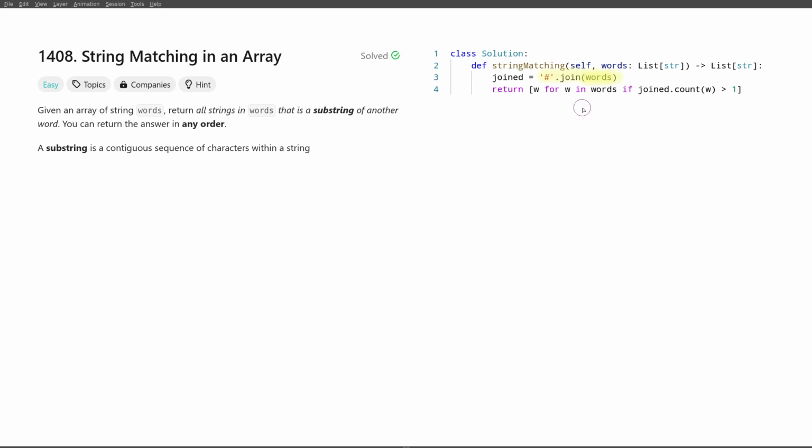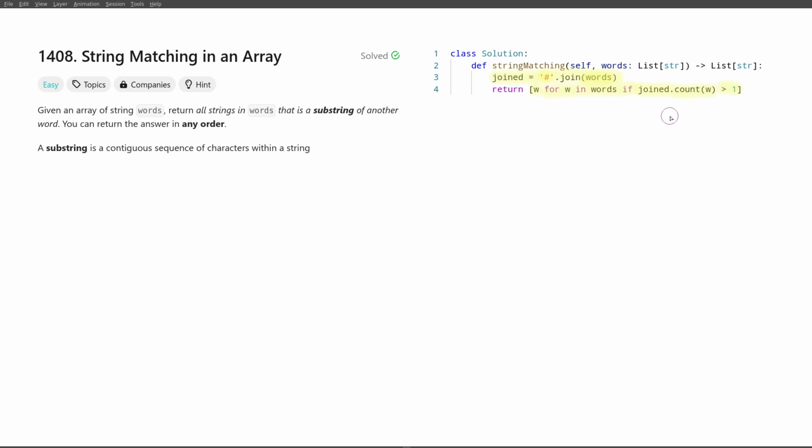And now a word is a substring of another word exactly when it appears more than once within this joined string. So, if join.count(w) is greater than 1, then w is a correct word. We want to do it for w in words, and this list comprehension is our result. So we have here a two-line solution to this problem, which is n squared, because for every word we look at this whole joined string.